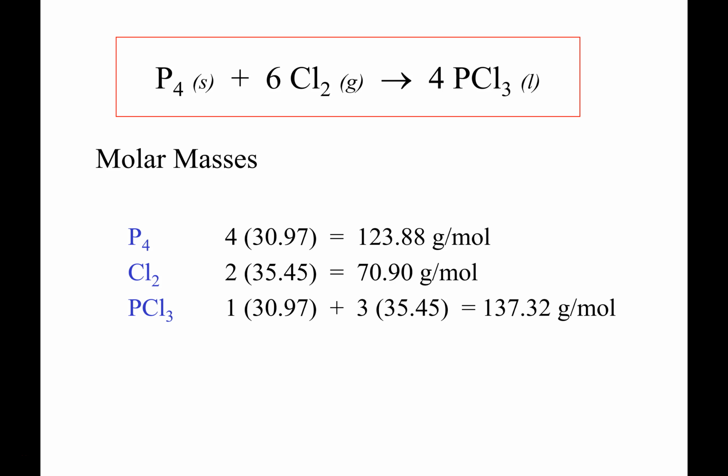So the molar mass of P4 is 4 times 30.97, 123.88 grams per mole. For Cl2, it's 2 times 35.45 or 70.90 grams per mole. And for the product PCl3, it's 30.97 plus 3 times 35.45 for 137.32 grams per mole.